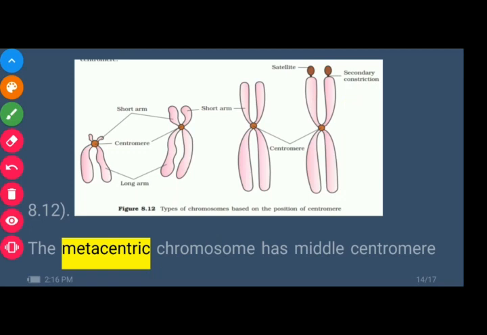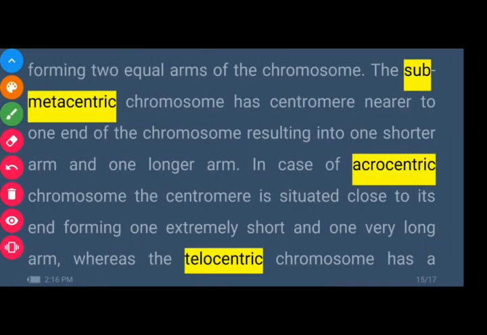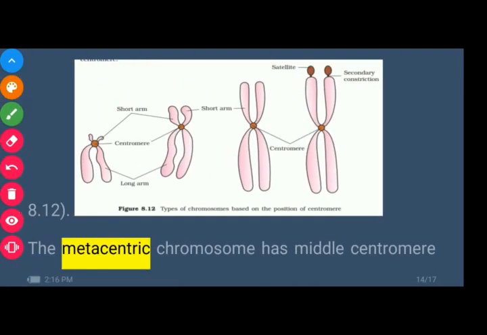Our next type is the submetacentric chromosome. It has a centromere near one end of the chromosome, resulting in one shorter and one longer arm. See in the figure, this is the submetacentric structure of the chromosome, and inside it the centromere is present more toward one side. That is why the chromosome has one shorter and one longer arm, and that is why it is called the submetacentric chromosome.